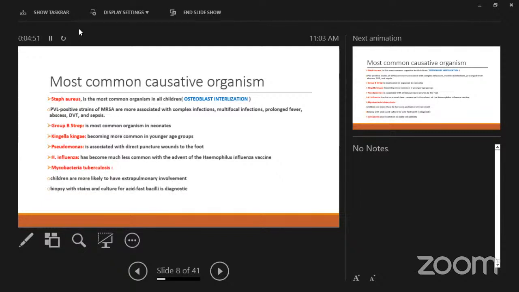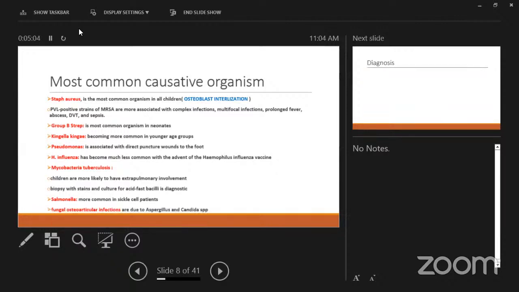Mycobacterium tuberculosis: children are more likely to have extrapulmonary involvement. Biopsy with stain and culture for acid-fast bacilli is diagnostic. Salmonella is more common in sickle cell patients. And fungal osteoarticular infections are due to Aspergillus and Candida species.